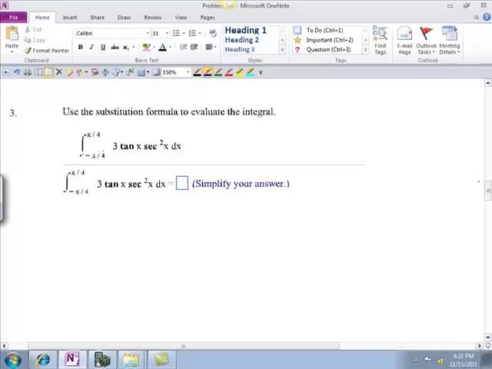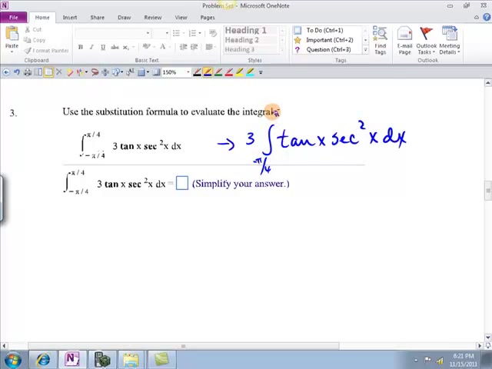Okay. How would you decide what u would be? Well, you could pull the 3 out to start with. So you could have the integral 3 times the integral of tan x secant squared x dx. And then blah, blah, blah. So you could definitely do that. But which of these are we going to let u be?